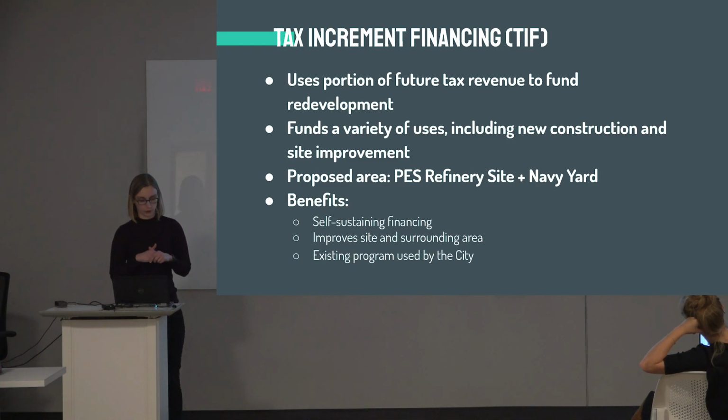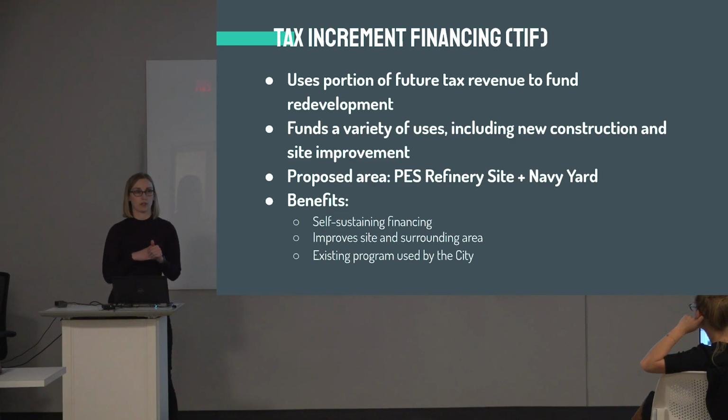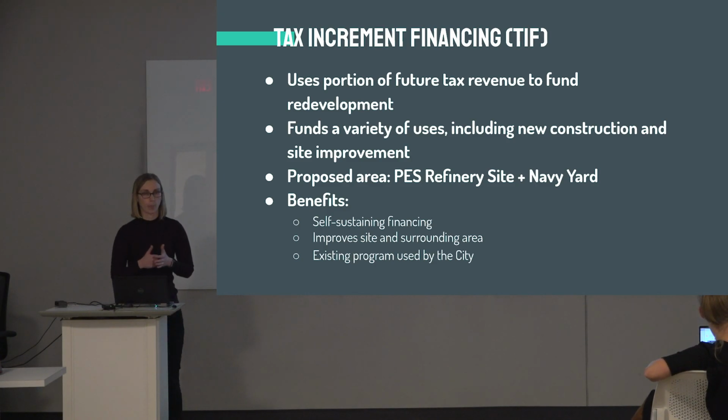So the Navy Yard was chosen because the area of the TIF district must be contiguous. It can't be various spots throughout the city. It has to be one continuous area. And there's also further plans to redevelop the Navy Yard, which means the tax dollars generated by the Navy Yard will increase. So including the Navy Yard in this provides a much larger financing tool, or much larger pool of funding for the redevelopment of the PES site.